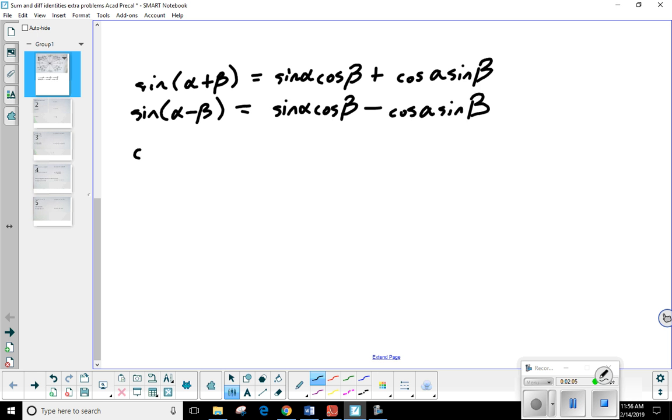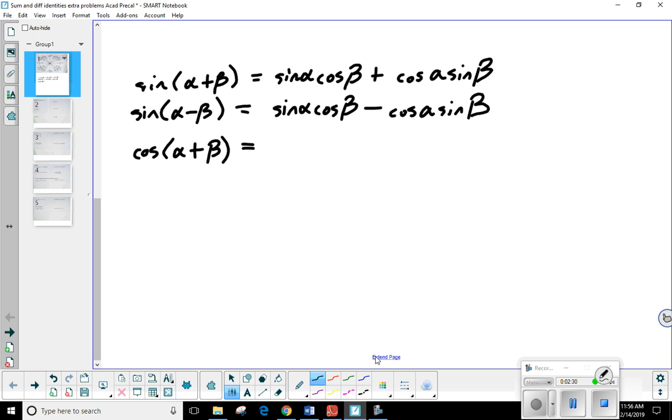There we go. Now cosine of alpha plus beta. This is the one where you keep the products the same. Cosine times cosine, sine times sine. I was already thinking ahead, two steps ahead.